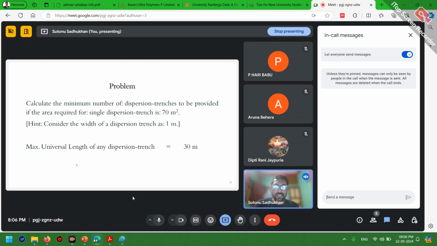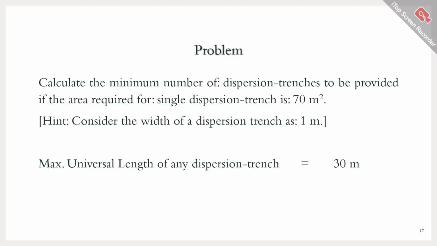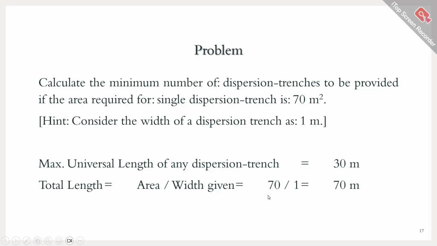So now it is pretty easy. Now you should be able to calculate. There is nothing left in the problem now. Okay, if you're not able to answer, I'll proceed. So total length will be total area divided by width given.